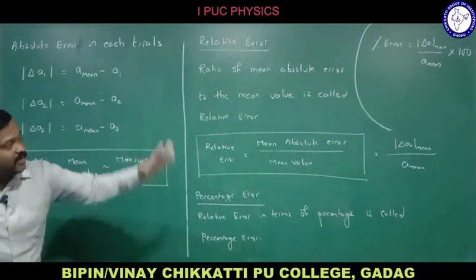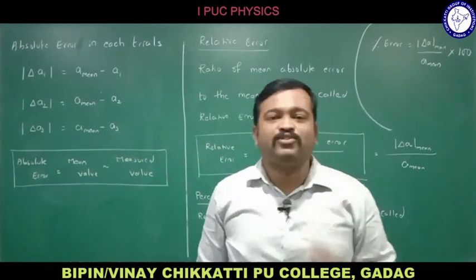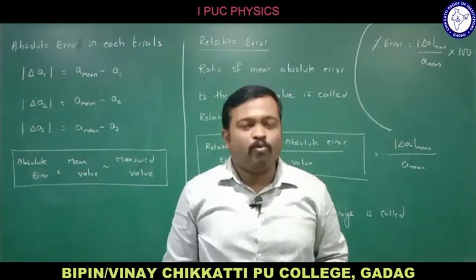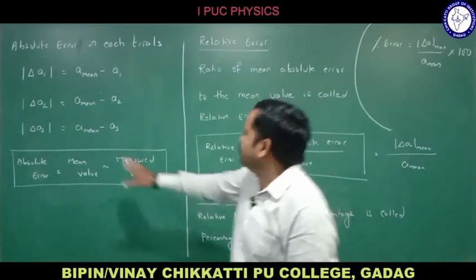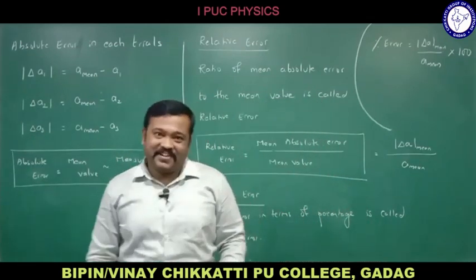So these are the three errors. How to express the errors? There are three ways to express the error: absolute error, relative error, and percentage error. What is absolute error? It is the difference between mean value and measured value. It is denoted by delta A.